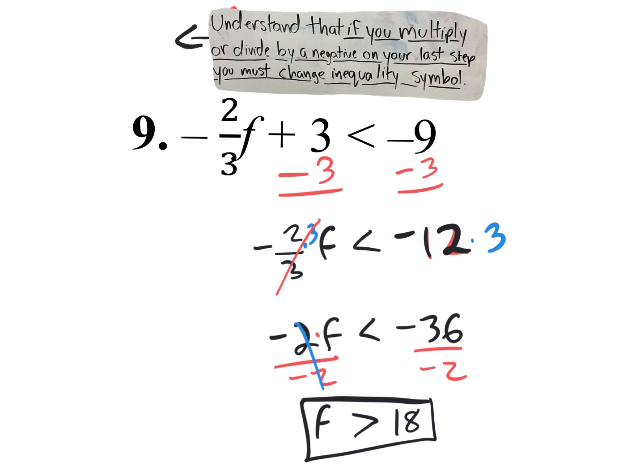Once again, if you wanted to graph this thing, all you got to do is put 18, 19, 17. This would be an open dot because it does not have a solid line underneath it. So open dot at 18, going to the right. So f is greater than 18 is represented on that number line. Moving on, number 10.